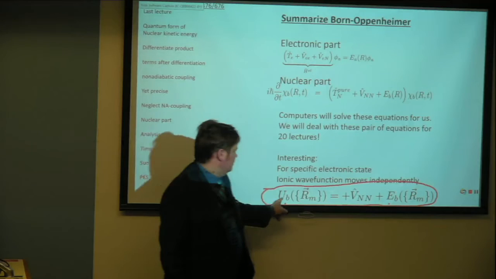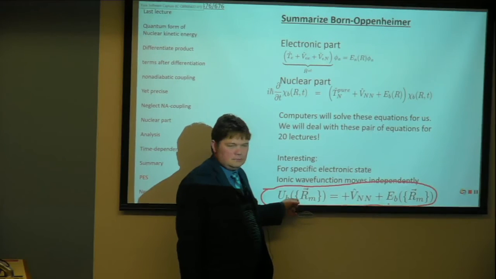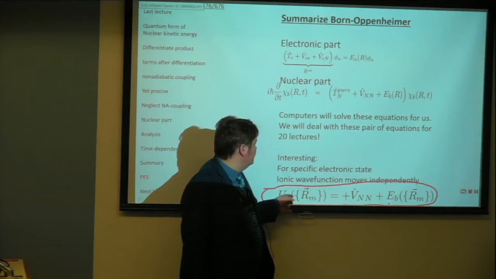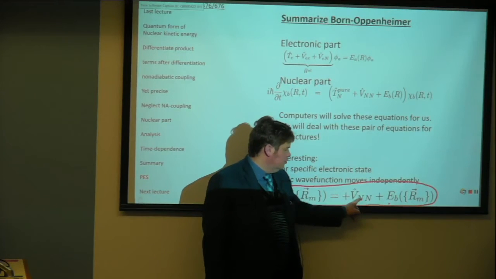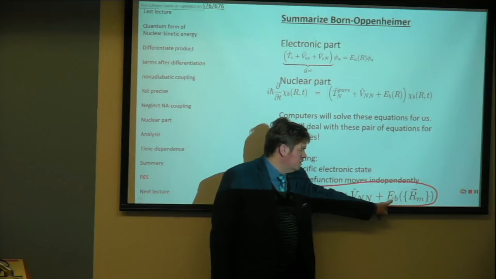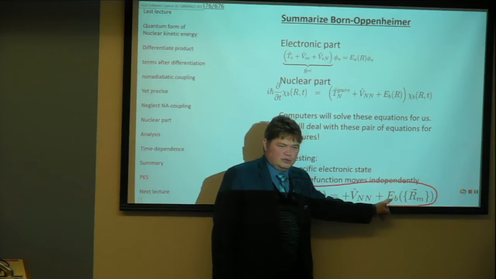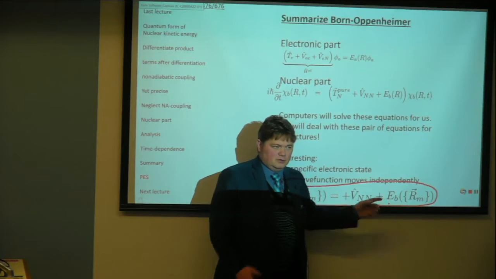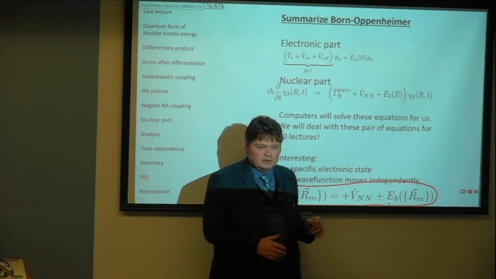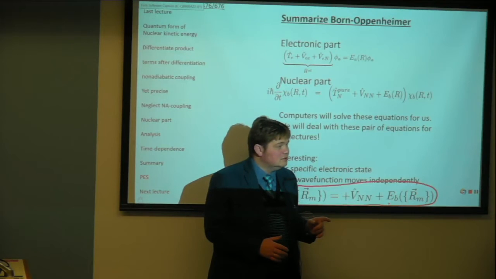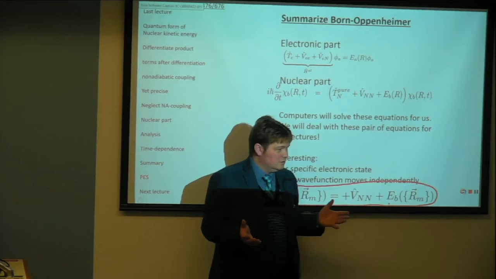And this is, look at this. Even if it is not labeled, you may recognize it. So it's nuclear repulsion plus the contribution to energy from electronic terms, which we call, we just mentioned like 10 minutes ago, the potential energy surface, right?